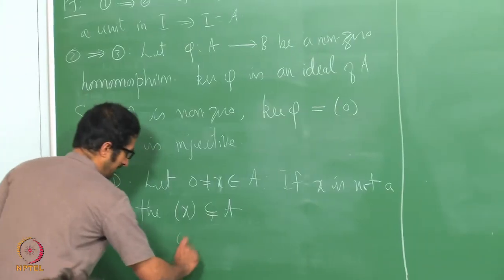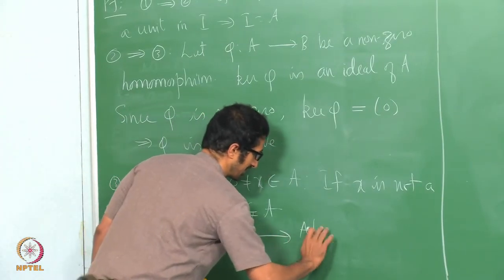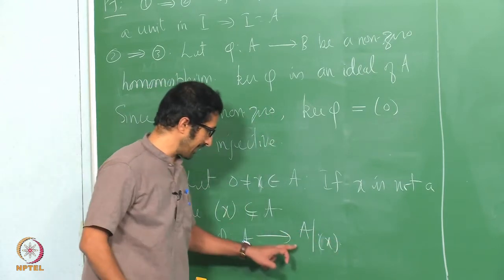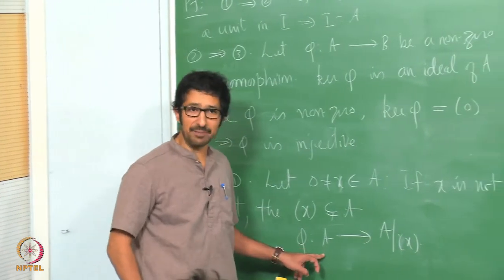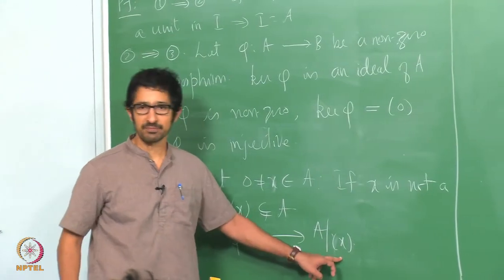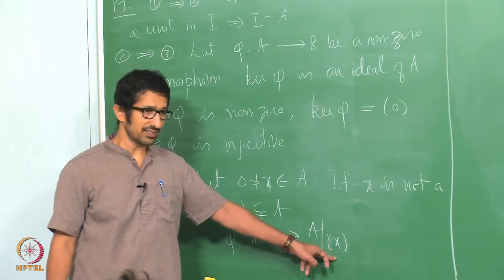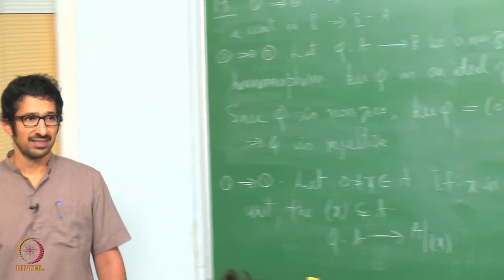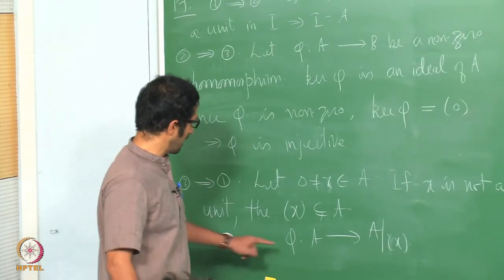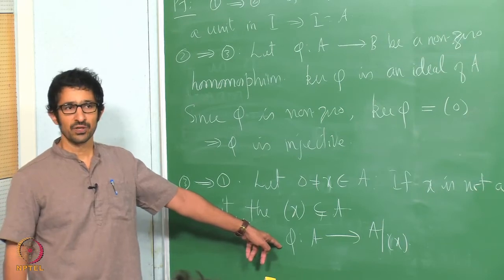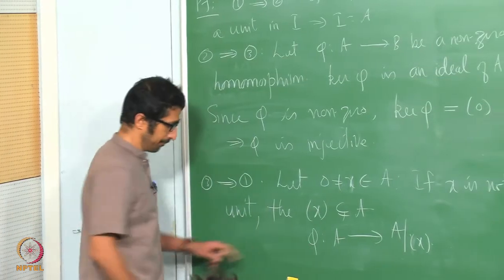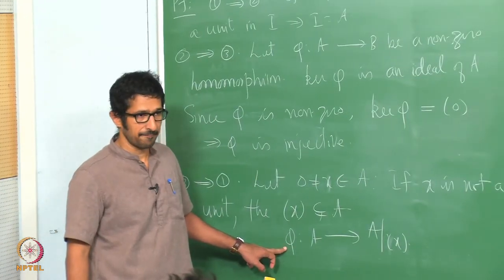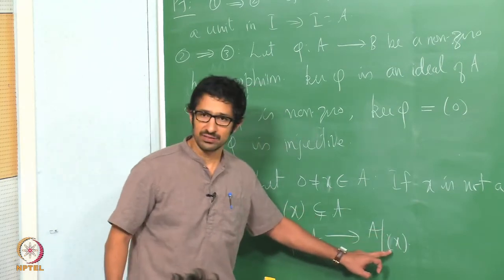Now, define a map. This is a proper ideal, which implies that A mod x is non-zero. So, I have a ring homomorphism, the natural map from A to A mod x. And what is the kernel of this homomorphism? The ideal generated by x. Our hypothesis is that any non-zero homomorphism is injective, but then this has a kernel, unless x is 0.